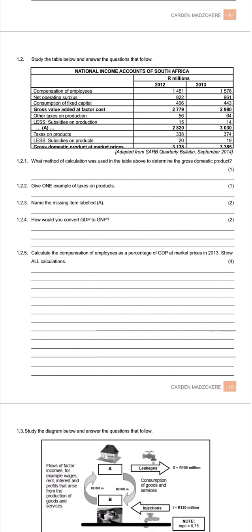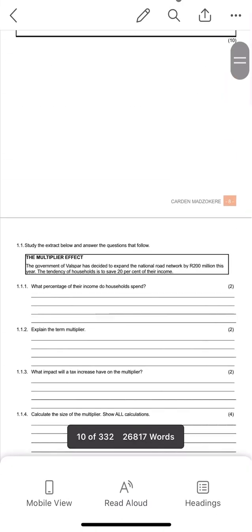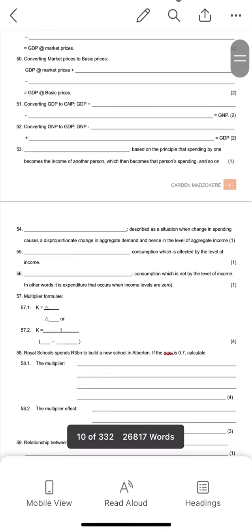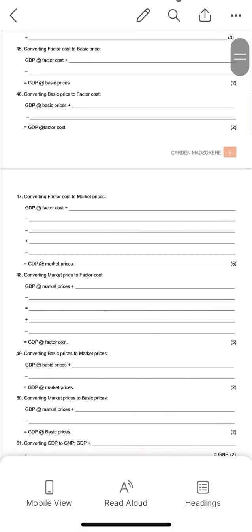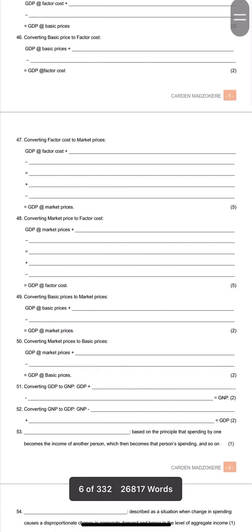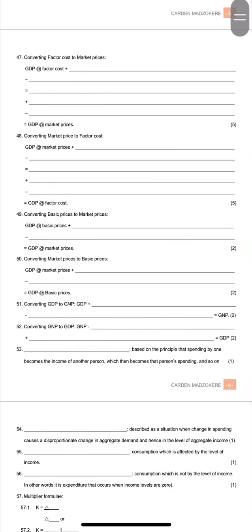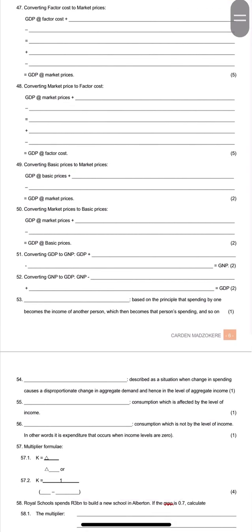Then we go to middle order questions. Here, name the missing item A. This was supposed to be 1 mark because nothing is easier than that. Then how would you convert? You see, national account conversions. If I come back here, you see we have conversions, but the one they're asking, let's look at number 51. How do you convert from GDP to GNP?